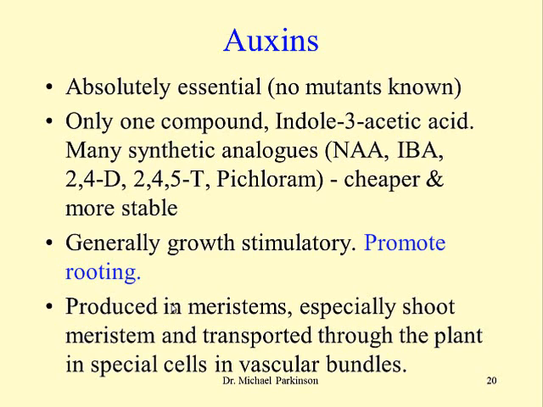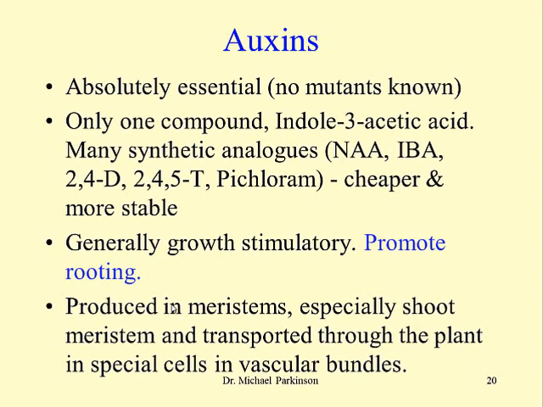2,4-dichlorophenoxyacetic acid, 2,4-D, 2,4,5-trichlorophenoxyacetic acid, 2,4,5-T, and the herbicide picloram. And these tend to be cheaper and more stable, but they do have some disadvantages, particularly 2,4-D, 2,4,5-T and picloram. They're generally growth stimulatory and generally promote rooting. They're produced in meristems, especially the shoot meristem, and transported throughout the plant in special cells which are adjacent to the vascular cambium in the vascular bundles.